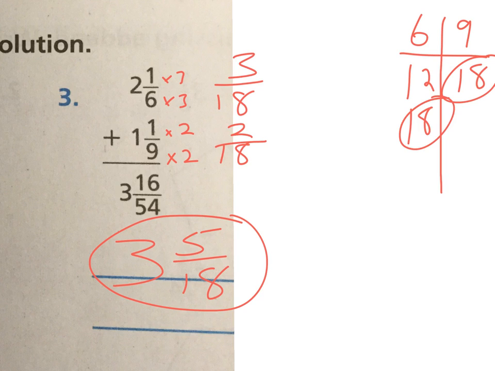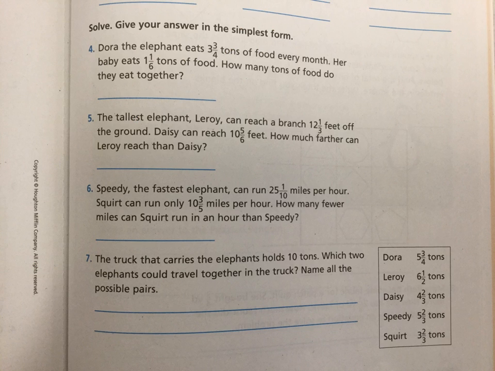Okay, let's look at the rest of page 209. Turn in your books to page... Here we have some story problems where you're going to be adding or subtracting, and it says in the directions, give your answer in simplest form. So read through 4, 5, 6, and 7. Solve the problems. We'll come back and check your answers.